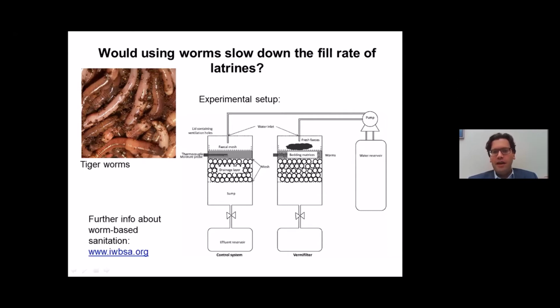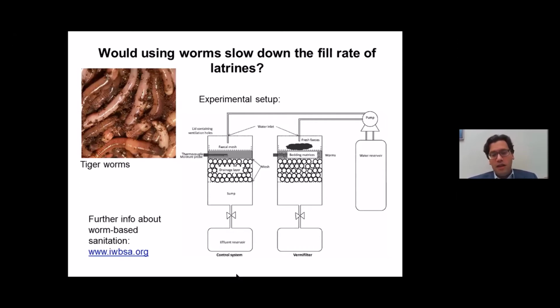We were looking here at things like how many worms you need for the loading rates that we were providing. What is the ideal bedding matrix to keep the worms happy? How wet can the soil be? Does it have to drain very, very well? All of these kinds of questions. And then we measured how quickly the toilets would fill up with the worms or without the worms.